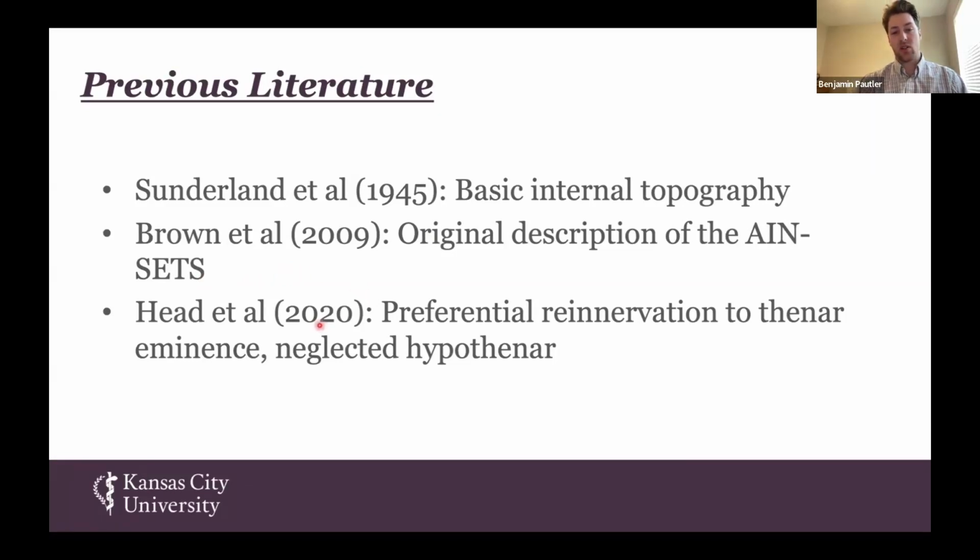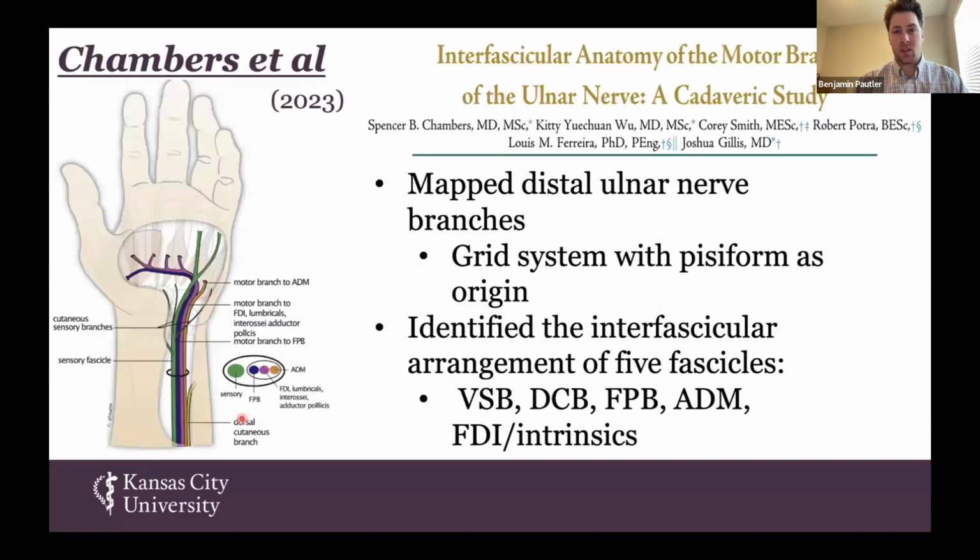And then more recently in 2020, Head et al. noted in a literature review that preferential reinnervation to the thenar eminence was becoming apparent. So there was an unbalanced rehabilitation of muscles in the thenar eminence versus those in the hypothenar eminence, which leads us to Chambers et al., one of the most recent papers exploring some of the internal interfascicular anatomy of the motor branch of the ulnar nerve.